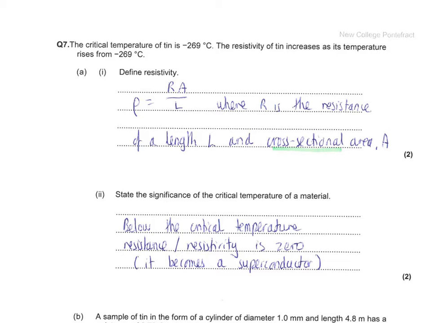Next, state the significance of the critical temperature. This is the temperature below which resistance or resistivity is 0. This means that below the critical temperature, a material becomes a superconductor.